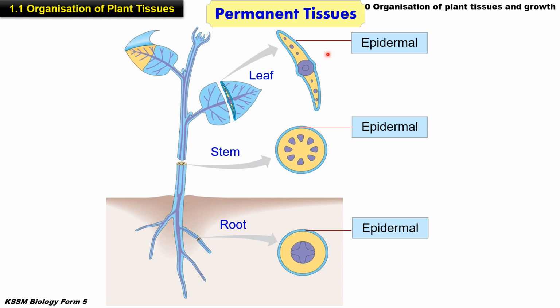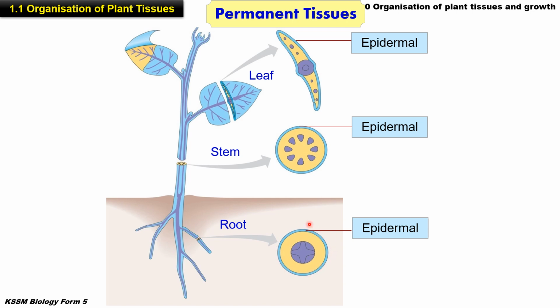Just now I mentioned for the epidermal is the outer, bahagian luar. Epidermis, our skin epidermis luar. So for the permanent tissue we will go to the first tissue which is epidermal. Di bahagian luar, warna biru ni. The blue color is epidermal. For the leaf, this one, epidermal for the stem. Root, blue color, epidermal for the root.